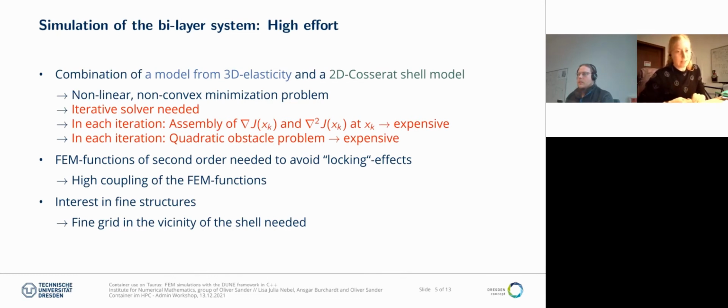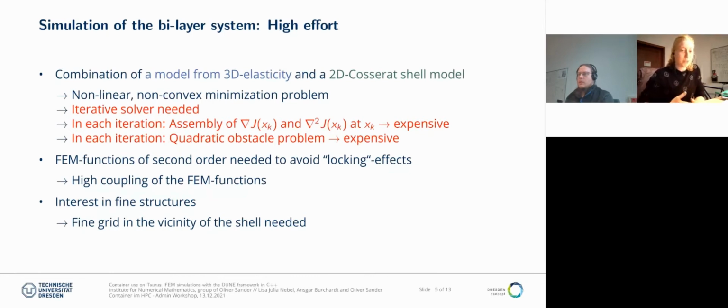Also, we need to use finite element functions of second order, because otherwise we would get locking effects. I don't know if you know what locking effects mean, but it essentially means if you use the wrong finite element functions, then the simulation does not look like the reality anymore. And this is what we want. We want to reproduce the experiments that were done in reality at the Institute for Polymer Research. So the finite element functions of second order have the effect of a high coupling of the finite element functions, which makes the quadratic obstacle problem even more expensive to solve.